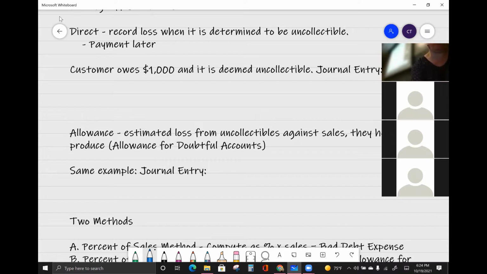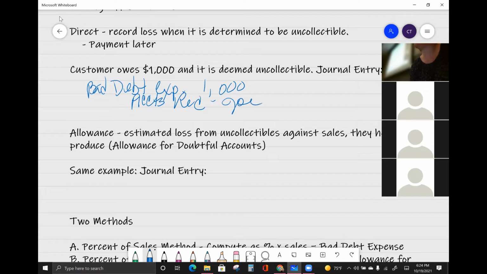So I'm going to go bad debt expense for $1,000. And I'm going to remove that accounts receivable, whoever it's for. I'm just going to use Joe because I didn't put a name, for $1,000. So I've just removed it off the books. That's my journal entry. Now, that's how I'm doing it in class.